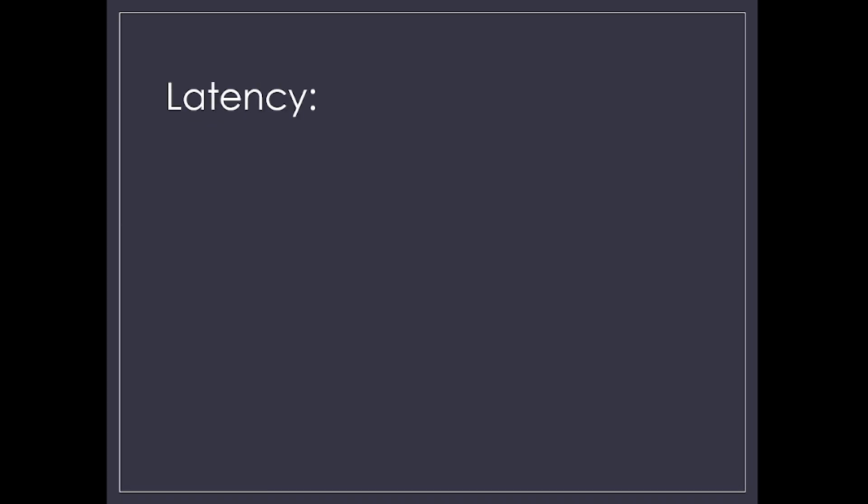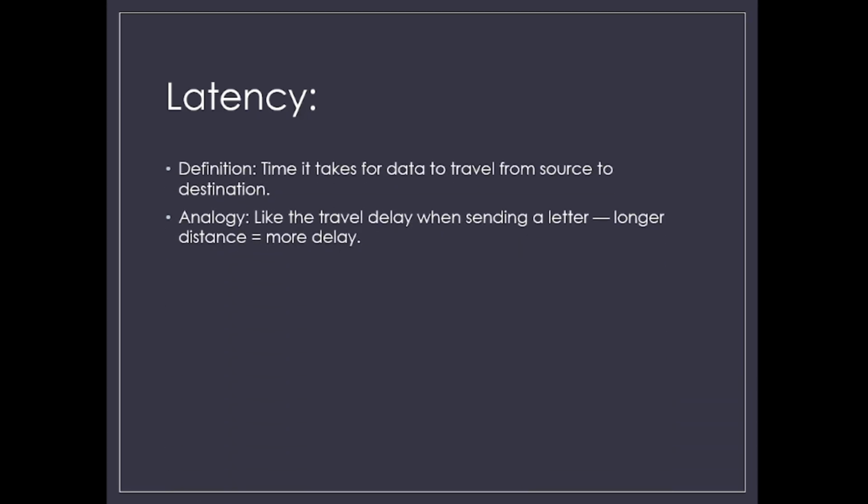The next terminology is latency. The time it takes for data to travel from the source to the destination is known as latency. The analogy: just think of latency like the travel delay when sending a letter. As we know, a shorter distance means less delay. When someone sends a letter a short distance, it arrives quickly, but when we send a letter a longer distance, it will take time. It will be delayed, and that delay is basically known as latency.